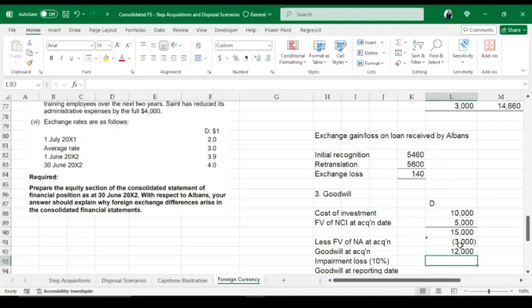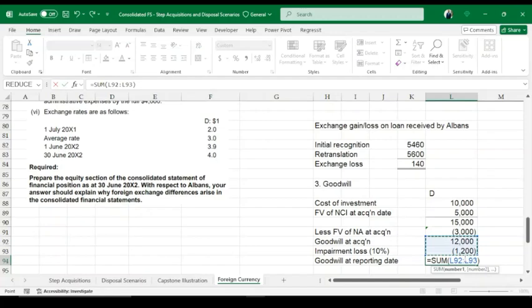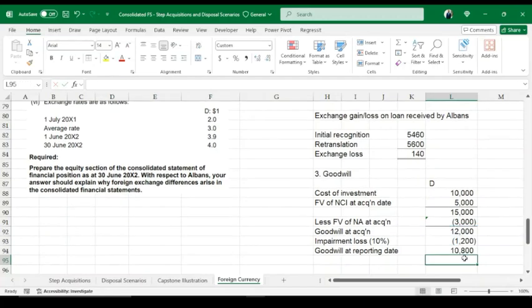And then we've been told that there has been an impairment loss of 10%. So this will be 1,200, which should also be a negative. Then we'll have our result now to be $10,800, D right there. So that is our goodwill. As simple as that.